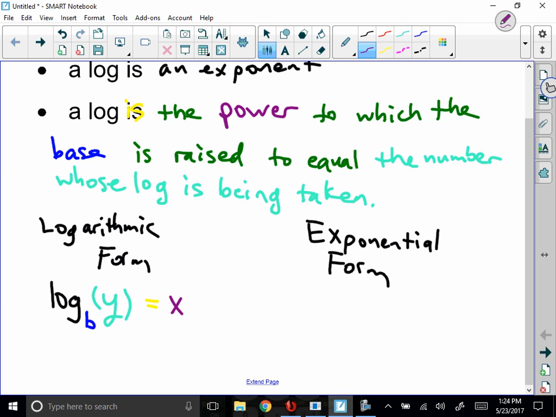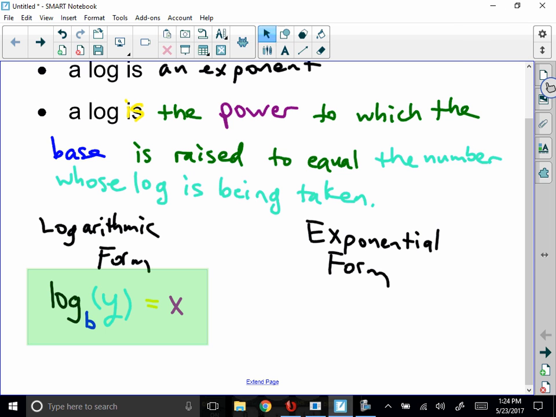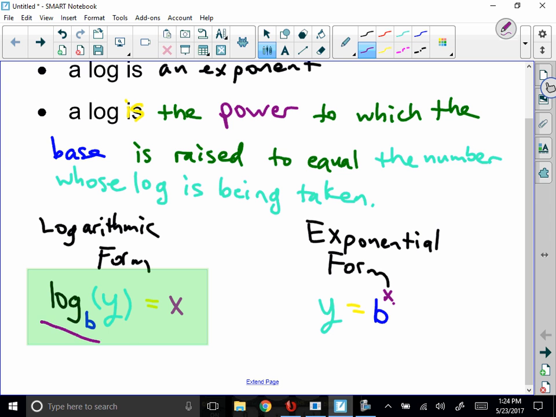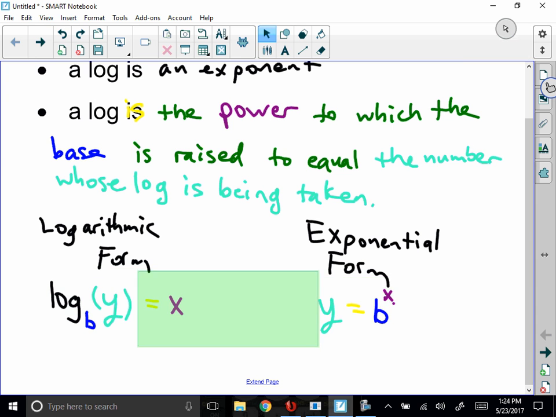So this is the logarithmic form of some expression. And the equivalent exponential form is something we've seen all along the last couple weeks. y equals the base, b, to some power. And remember, a log is a power. That x is our power. Being able to go from one form to the next is a skill that is essential to understanding logarithms.